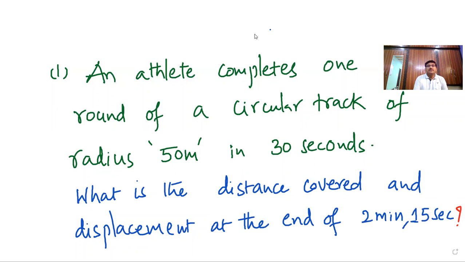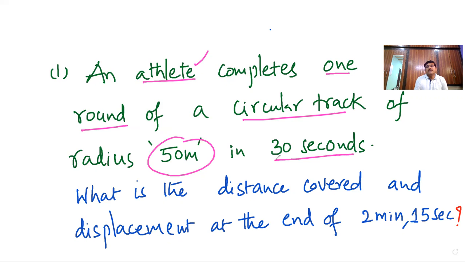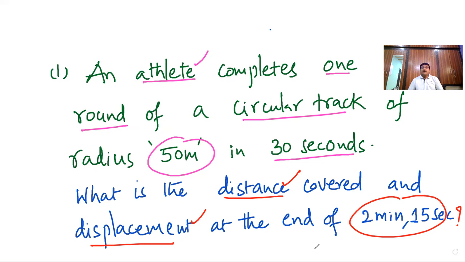Observe the question carefully. An athlete, a sportsman, completes one round of a circular track of radius 50 meters in 30 seconds. Now, what is he asking? He is interested in the distance covered and displacement at the end of 2 minutes 15 seconds. Is that clear? Now let us solve this problem.